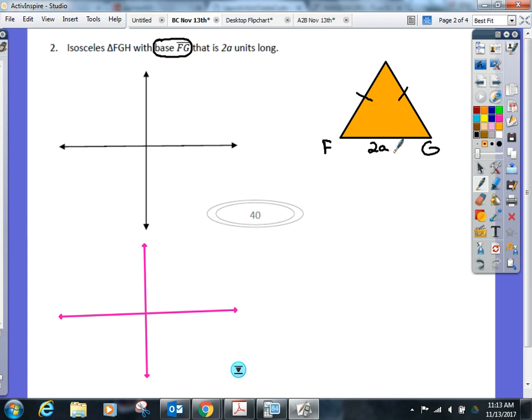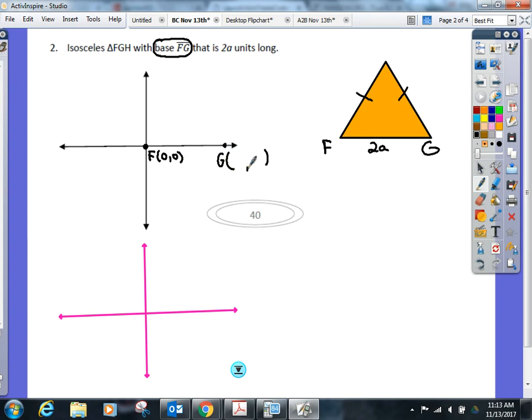All right, no big deal. So do you think I can put this on the graph now? Where should I put FG to make our lives a lot easier? Remember one of my tips, put it where? Okay, I like it. So I'll put F at the origin. Always try to put one at the origin. I'll put, you said G on the x-axis.